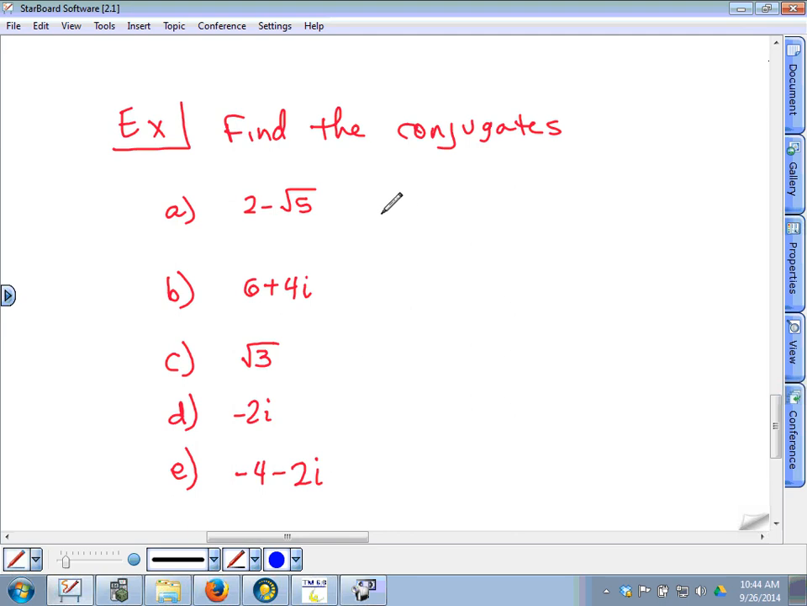What do we think? Conjugate for part A. 2 plus the square root of 5. Yeah. Essentially, you're going to figure out this pattern here soon enough. All you do is change the sign in the middle. That's all you change is the sign in the middle. 6 plus 4i then, the conjugate pair would be 6 minus 4i.